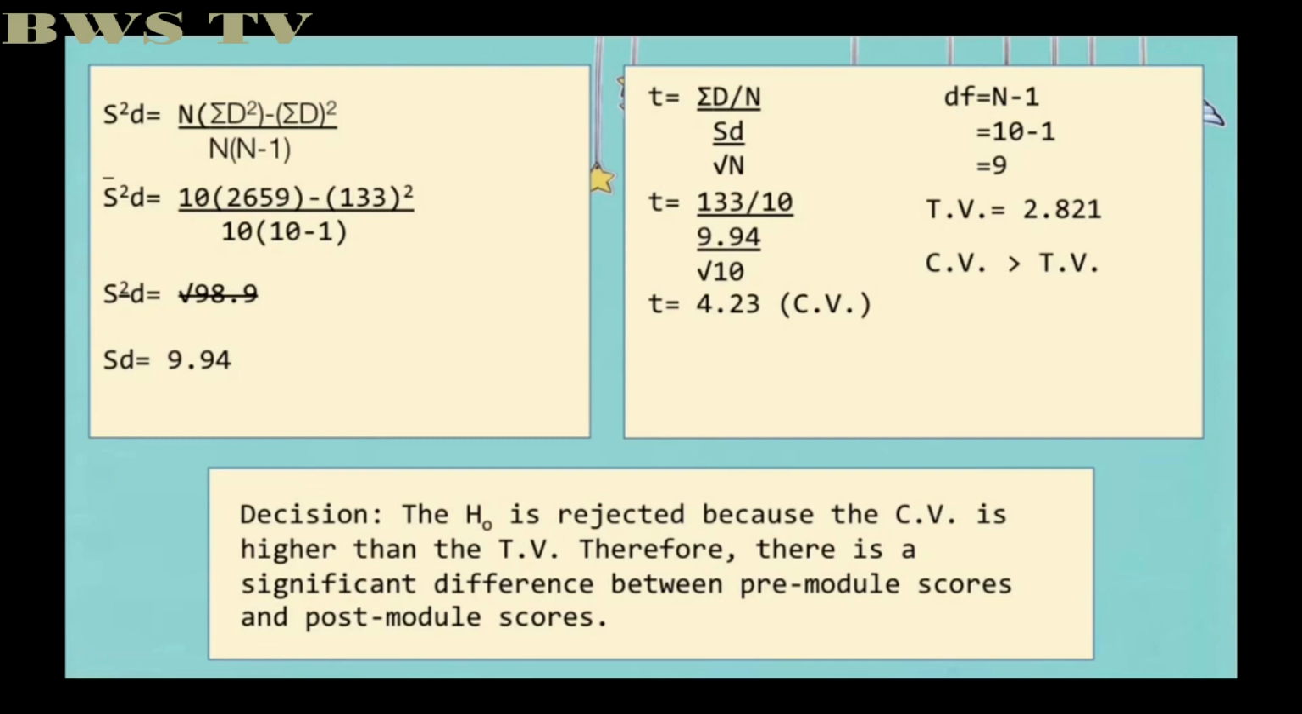Then we have to find the DF. N minus 1. Substituting, it is 10 minus 1. Our answer is 9. Our TV is 2.821 based on the table. Our CV is higher than the TV. So our decision is the null hypothesis is rejected because the CV is higher than the TV. Therefore, there's a significant difference between pre-module scores and post-module scores.